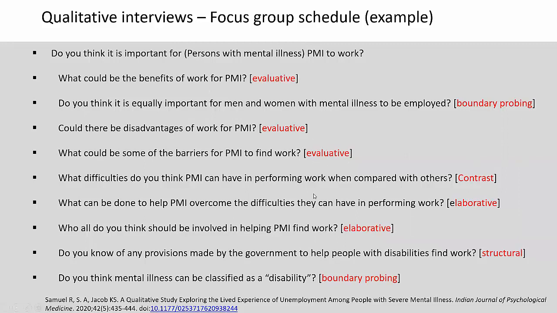You can also ask people to contrast. So what difficulties do you think someone with physical mental illness have in performing work when compared with others? So you're asking them to compare it with someone else. You can also do some boundary probing questions. So you're slightly going beyond the immediate remit by asking them slightly outside the remit type questions. So things like, do you think mental illness can be classified as a disability? So that's a nice boundary probing question. So you can have different sets of questions.